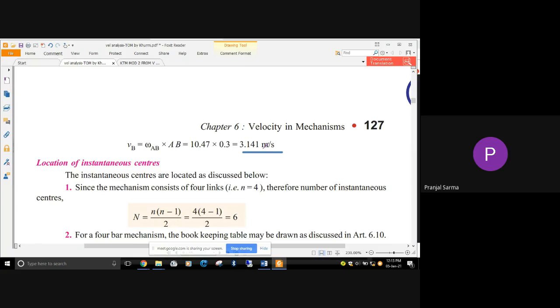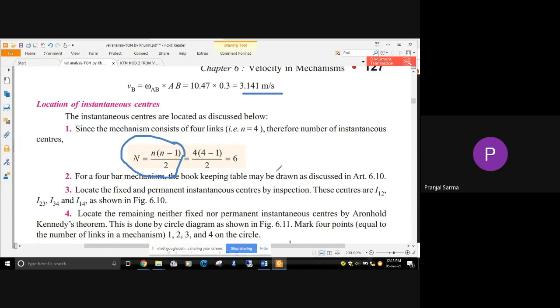Next thing, what is our task? Our task is to locate all the instantaneous centers. So if I need to locate all the instantaneous centers, I must know how many instantaneous centers there are for this particular mechanism. For finding that out, we already have this equation: I or N equal to n into n minus 1 divided by 2.